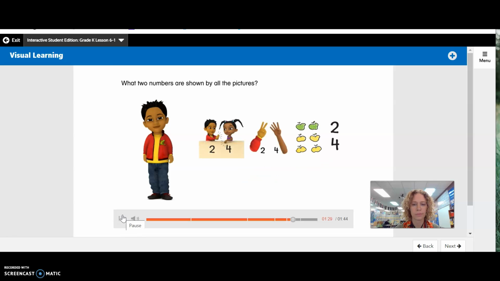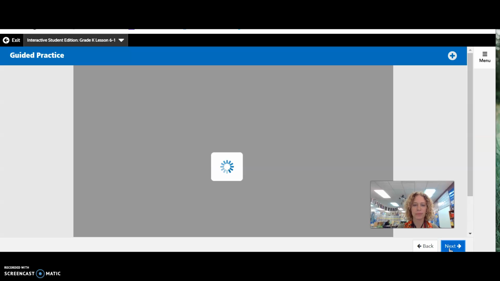What 2 numbers are shown by all the pictures? 2 and what? 4. 2 and 4. They show 2 and 4. There are different ways to show numbers. Wonderful. All right, so let's take a look at our guided practice.